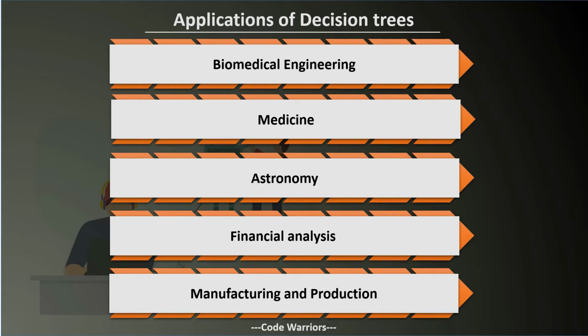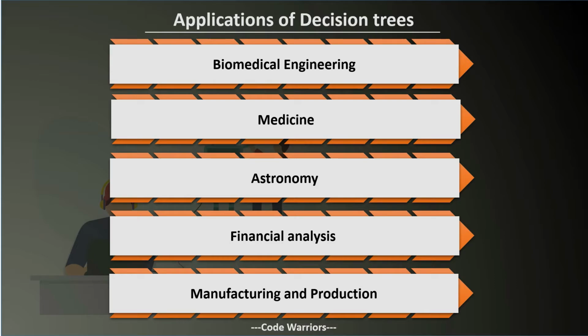The second is medicine. You all know that for diagnostics, for psychiatry, all the different medical departments use machine learning for different purposes. And astronomy: in outer space also, machine learning is used for classifying various planets, galaxies, stars and various other objects in space. Then comes financial analysis: stock price predictions, the profit and loss in the business. All sorts of things are included in financial analysis.